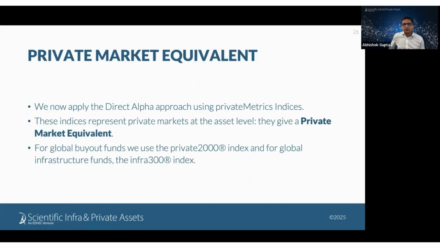We call it private market equivalent. We apply this direct alpha approach using privateMetrics indices. These indices represent private markets at the asset level, and they give a private market equivalent as a result. For global buyout funds, we use the Private 2000 index, and for global infrastructure funds, we use the Infra 300 index.